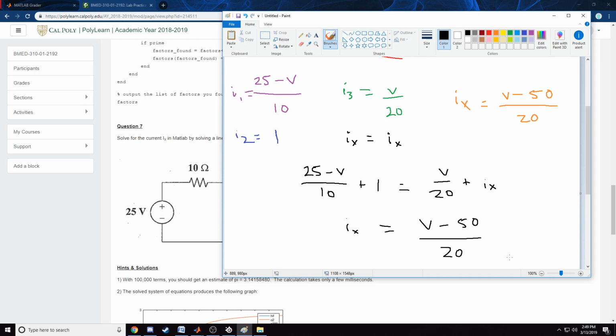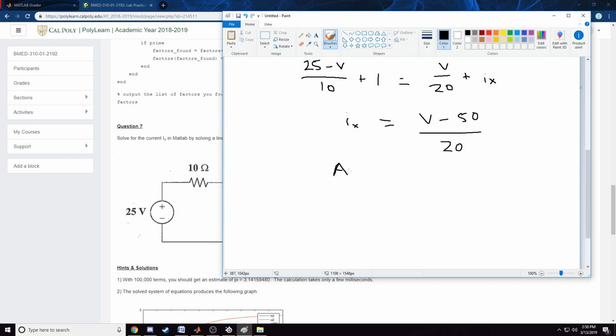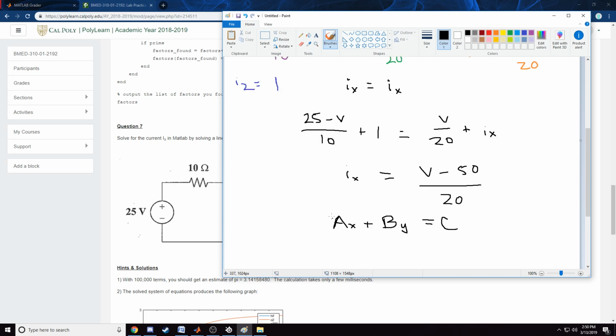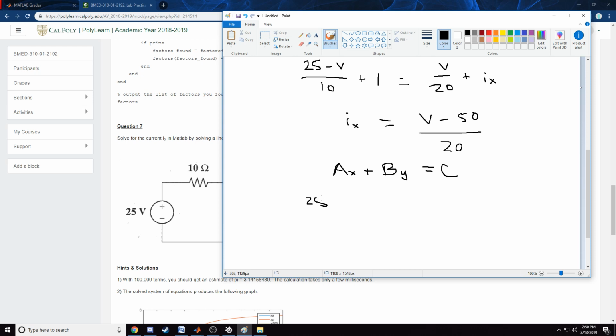Let's rearrange these into a form that looks like Ax plus By is equal to C. We want this kind of format, and in this case, our variables are V and Ix. So we'll split up this fraction. We get 25 over 10 minus V over 10 plus, we'll say 1 is 10 out of 10, and minus V over 20. While we're here, let's change this to 2V over 20, and then we'll subtract Ix, and all that's equal to 0.